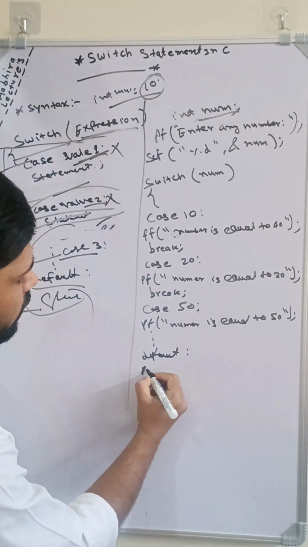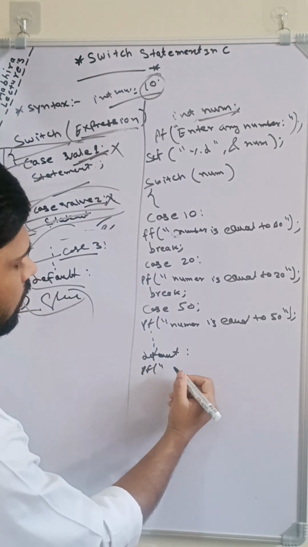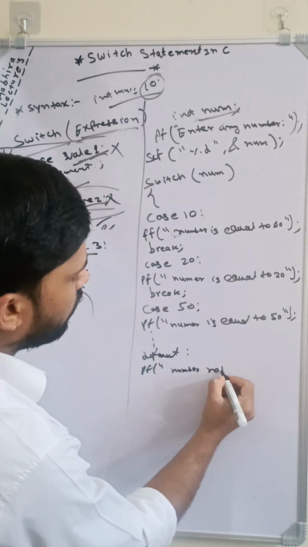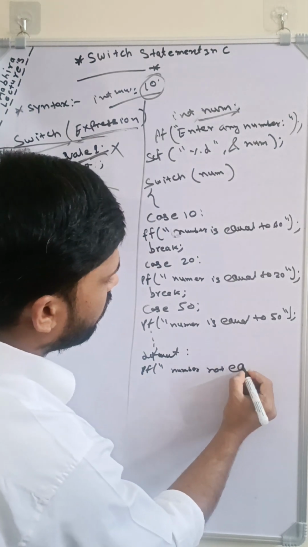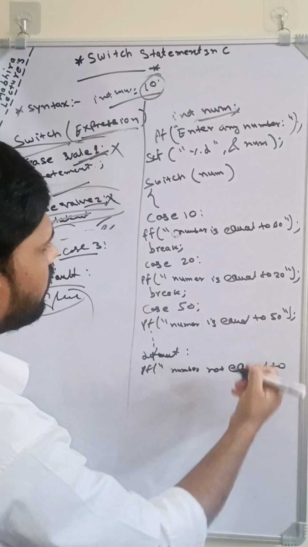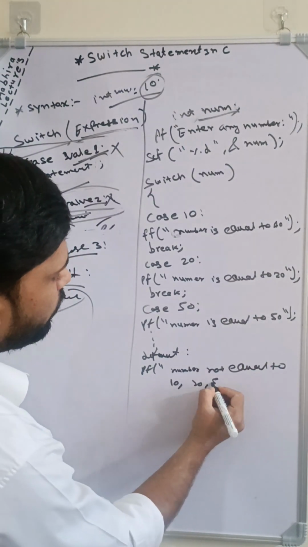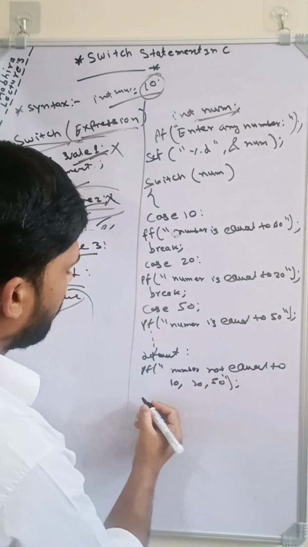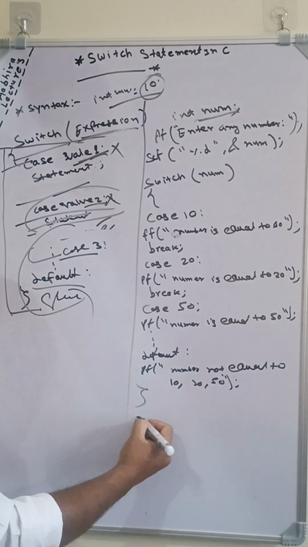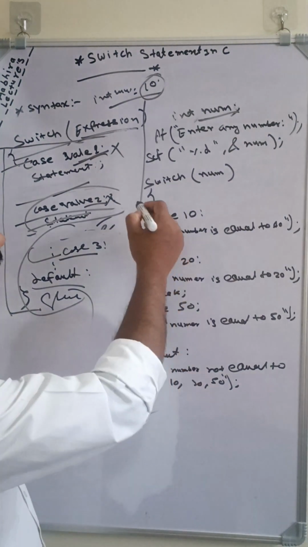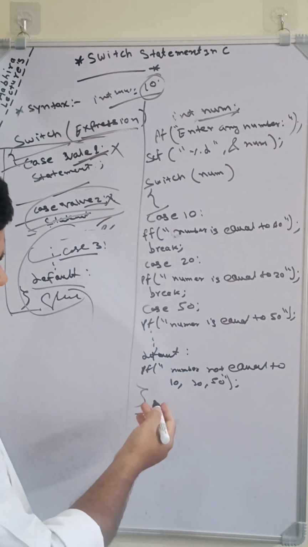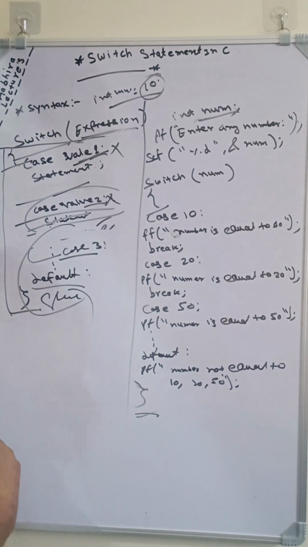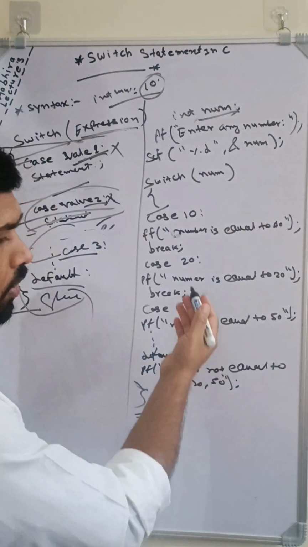Then print any statement: number is not equal to any of the cases like 10, 20 or 50. Whichever number is given that is not equal to the cases, in default you can print. Then close the switch block. So in one switch block we have written many cases. But in else if it doesn't happen that way; we have to write multiple else ifs. So it is better to use switch cases.